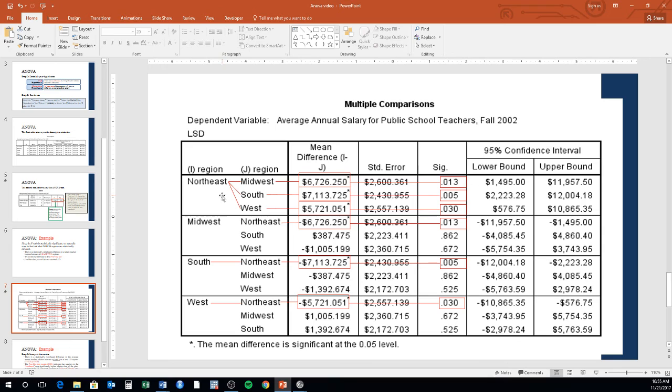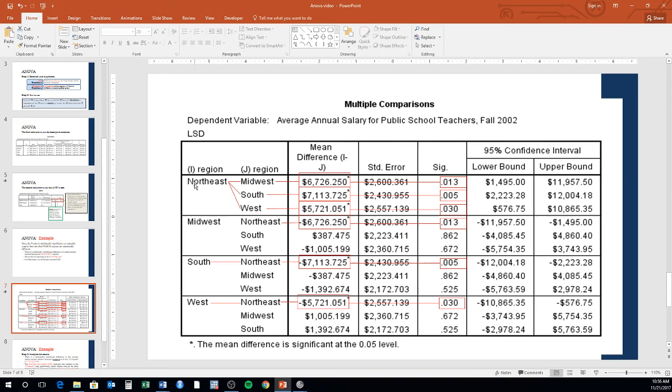And essentially, the LSD is comparing each region. So the Northeast here is compared to the Midwest, and the difference in the average salary is about $6,700. Right? So teachers in the Northeast make about $6,700 more than teachers in the Midwest, and that difference is statistically significant because this p-value here is less than 0.05. Also, if you can see the star there, that means that the difference is statistically significant.